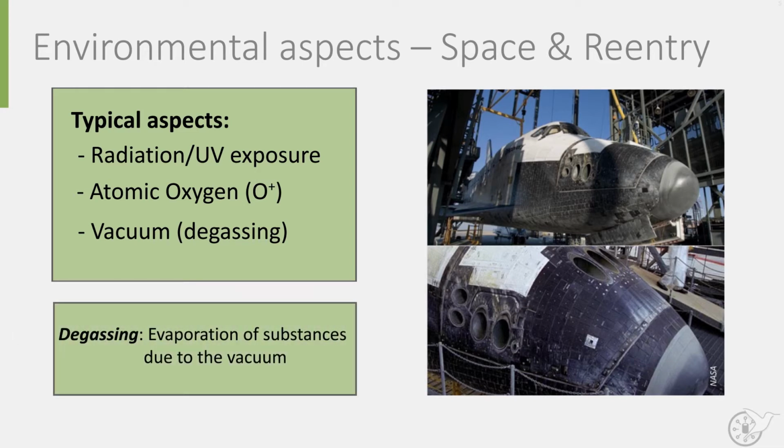In vacuum, degassing can be an issue. This is the phenomenon that substances evaporate due to vacuum. Many materials, such as composites, adhesives and polymers, contain substances that can evaporate. Even metals may release gases from cracks or impurities in the metal. This has an effect that, over time, the material properties may deteriorate.